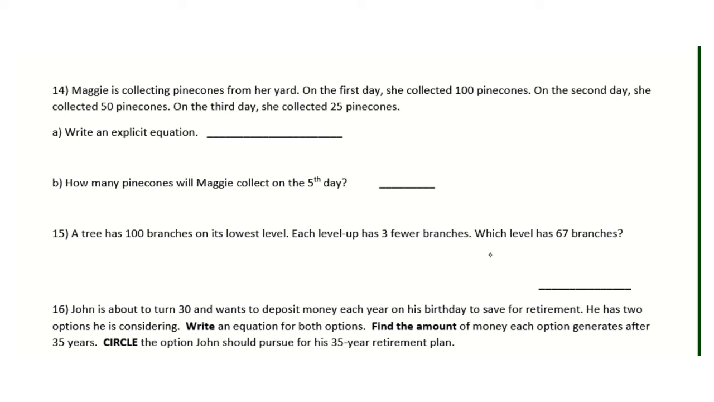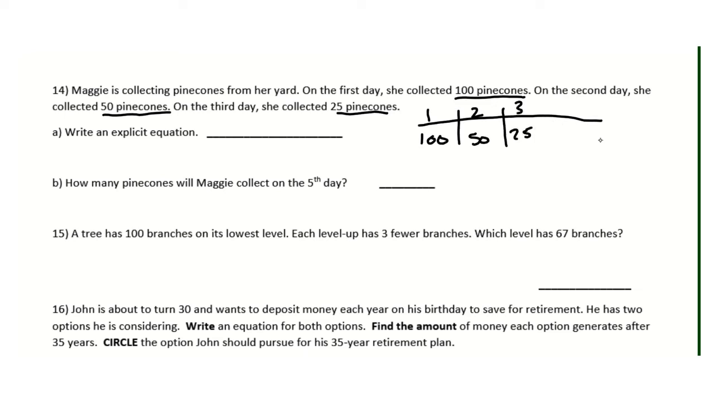Maggie is collecting pine cones from her yard. On the first day, she collected 100 pine cones. On the second day, she collected 50 pine cones. On the third day, she collected 25 pine cones. So right now I know on the first day, 100, second day, 50, third day, 25. If it helps you, keep going with your table to recognize the pattern.